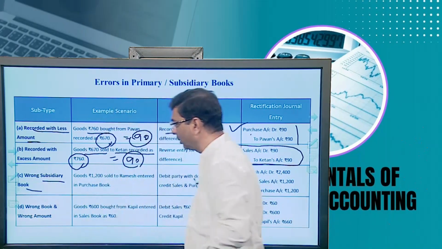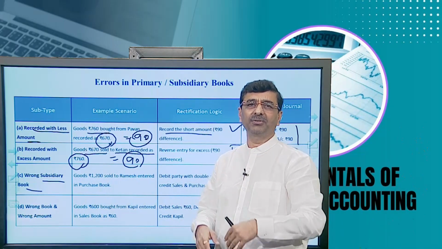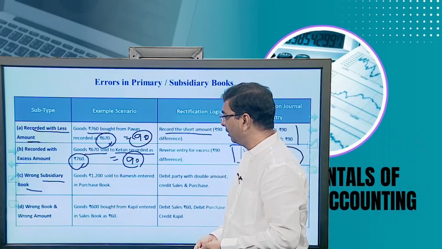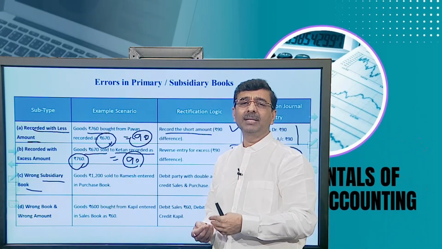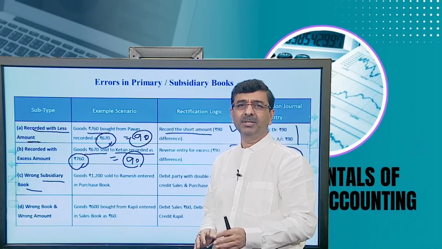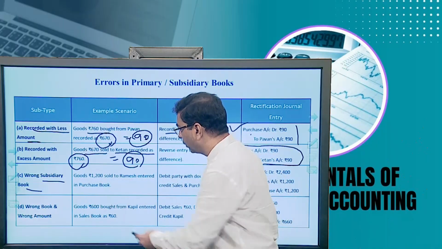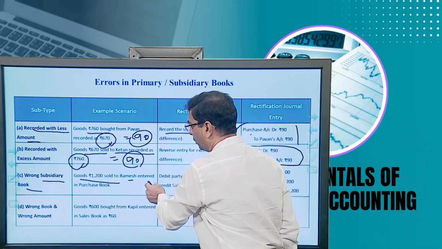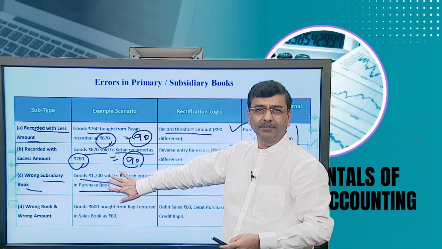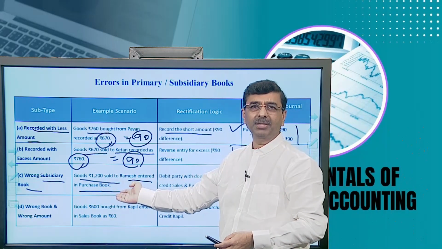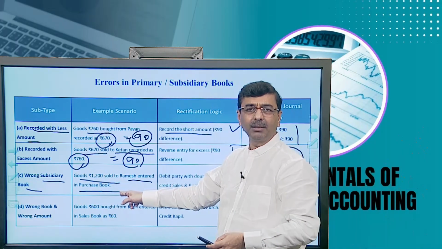Wrong subsidiary book. It might be a wrong subsidiary book. It means if you are selling goods and recording it in purchase, or if you purchase goods and record it in sales, maybe a sales return is considered a purchase return, or something like that. Okay, so here goods of rupees 1200 sold to Ramesh were entered in the purchase book. It's a credit transaction. So that's why it's recorded in the purchase book, but the transaction is a sale and was recorded as a purchase.